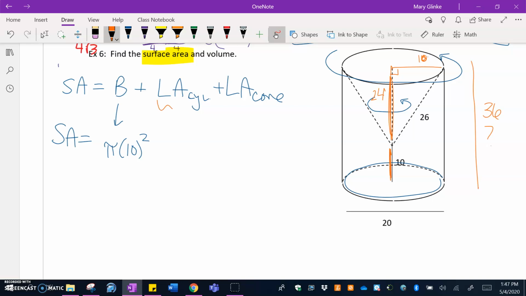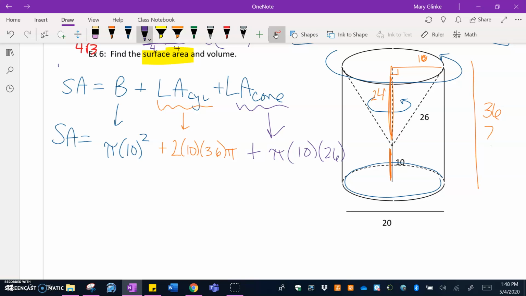So to find the lateral area of the cylinder, we're going to do 2 times the radius times the height times pi. So that's the circumference times the height. Now we also want to find the lateral area of the cone. The lateral area of the cone is going to be pi r L, and our slant height is actually that 26 for this one.